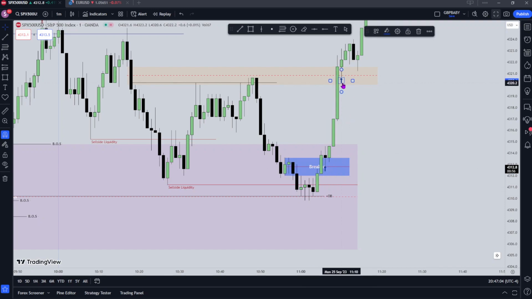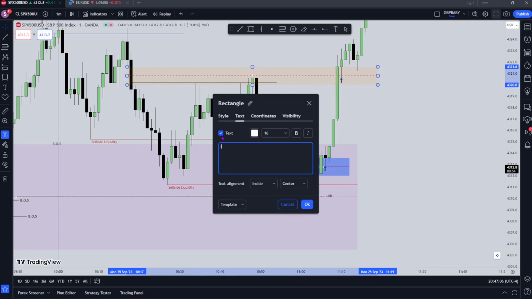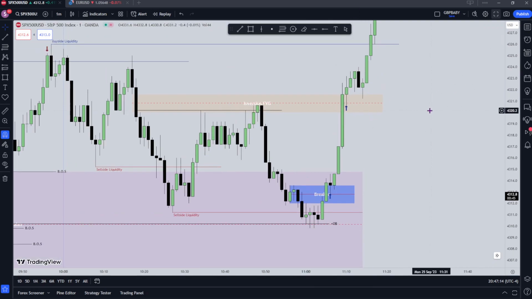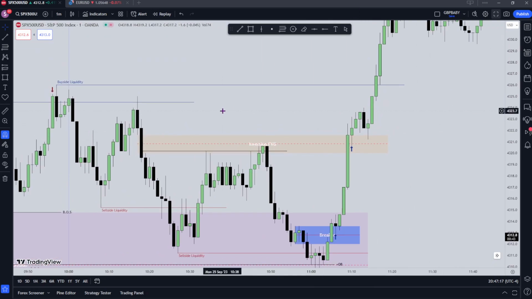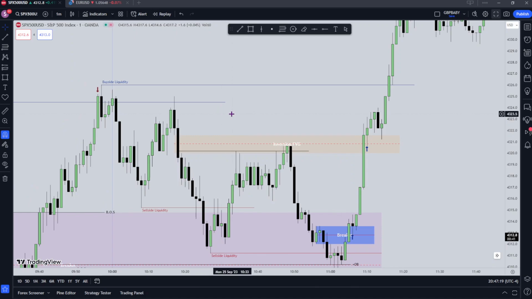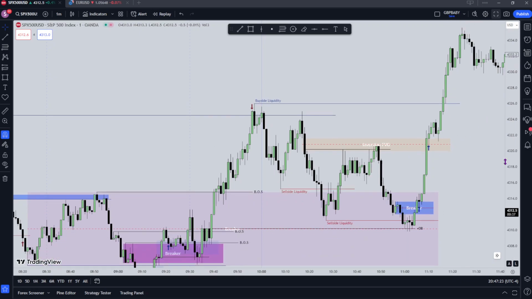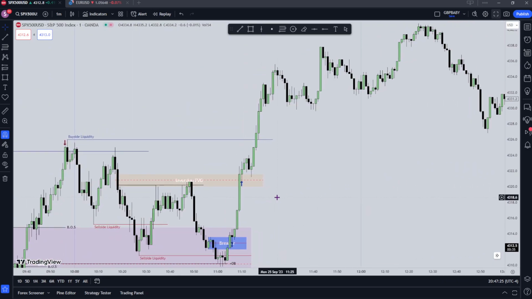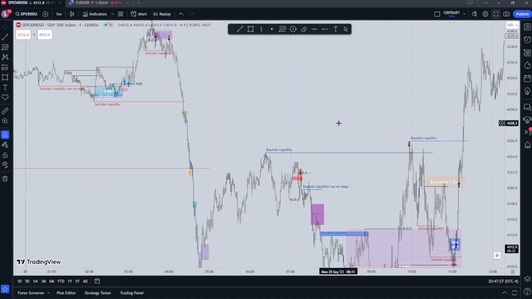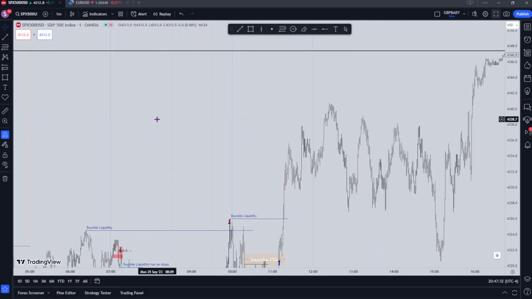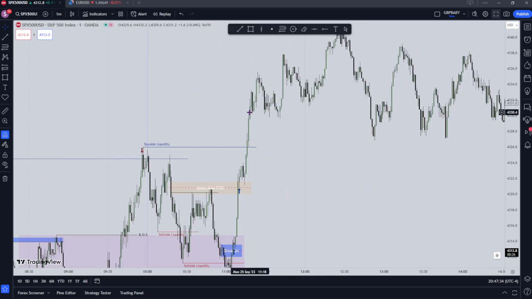So we could buy that because it's an inversion fair value gap. Slight run and stops after we take out this buy side liquidity. And then we have this whole range, and I think we're aiming for these highs. Are we aiming for these highs? Yeah, we are, but we don't really hit that till later.